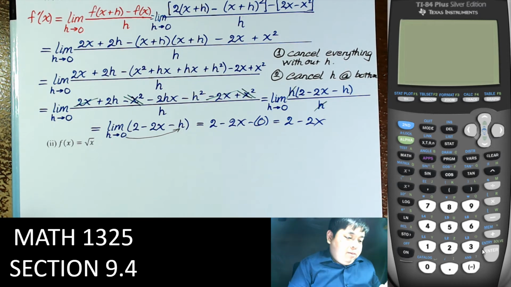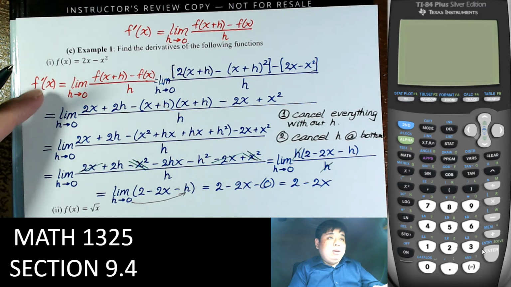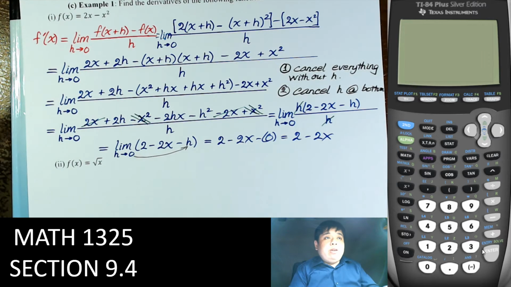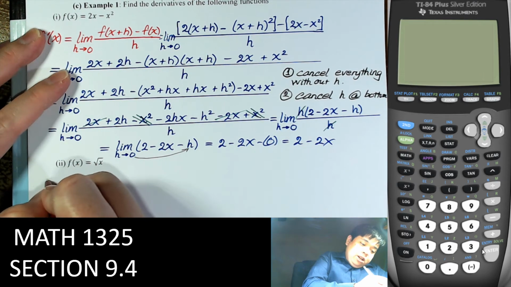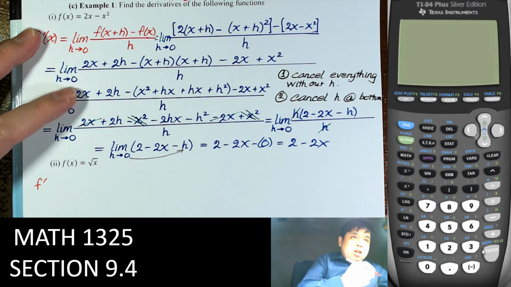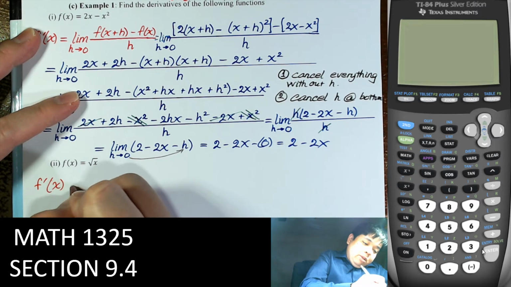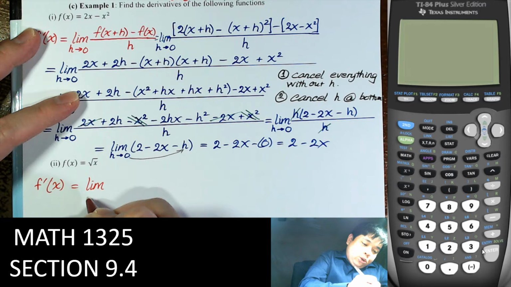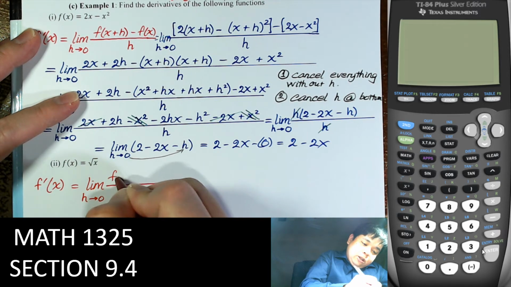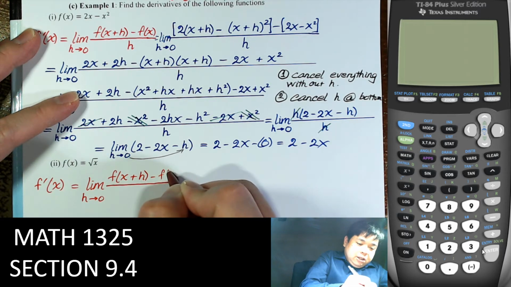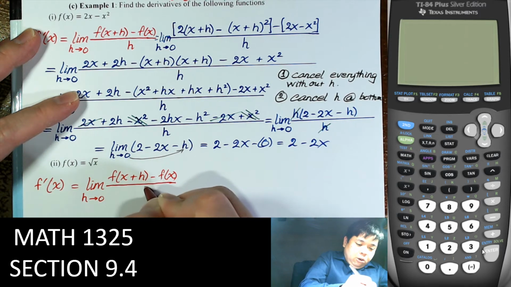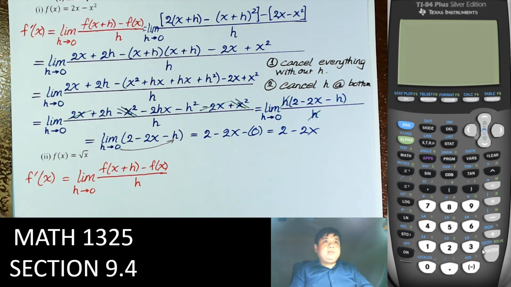Right. Now let's use this definition again for a different type of function. The definition of derivative is still just the limit as h goes to 0 of f of x plus h minus f of x over h.